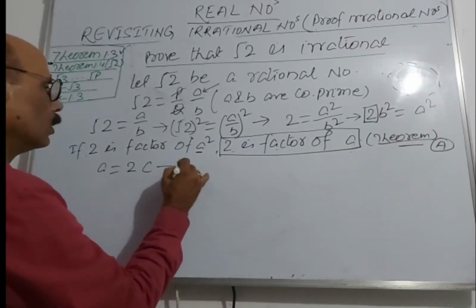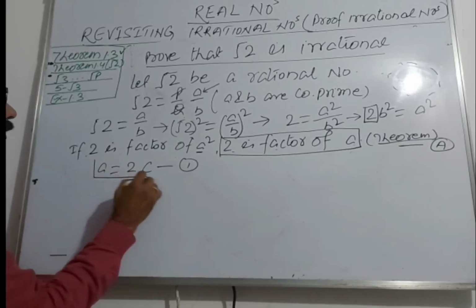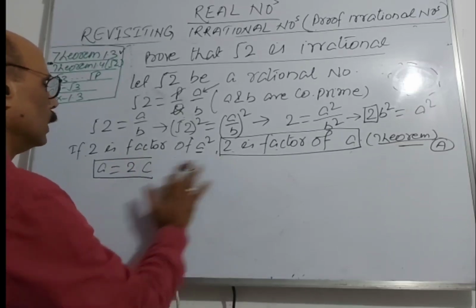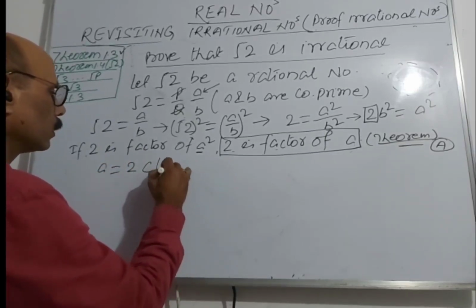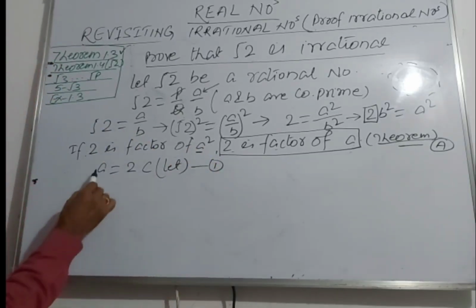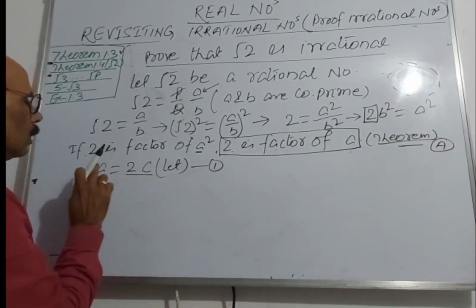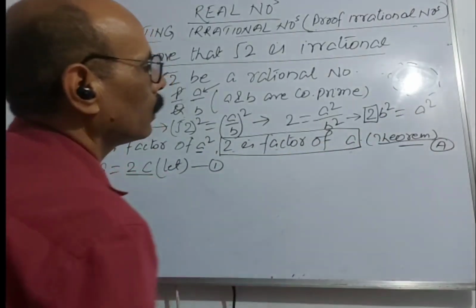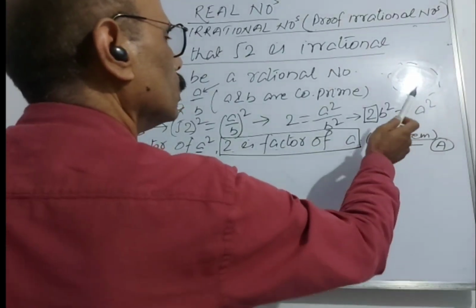Give the name equation 1: a is equal to 2c. We should write 'let', because c we have assumed to be any new number. Let a equal 2c, equation 1. This value of 2c we will put in place of a in the other equation.